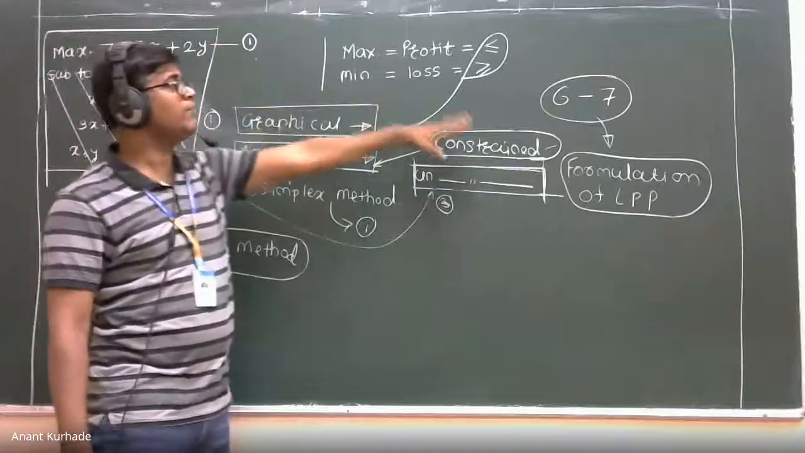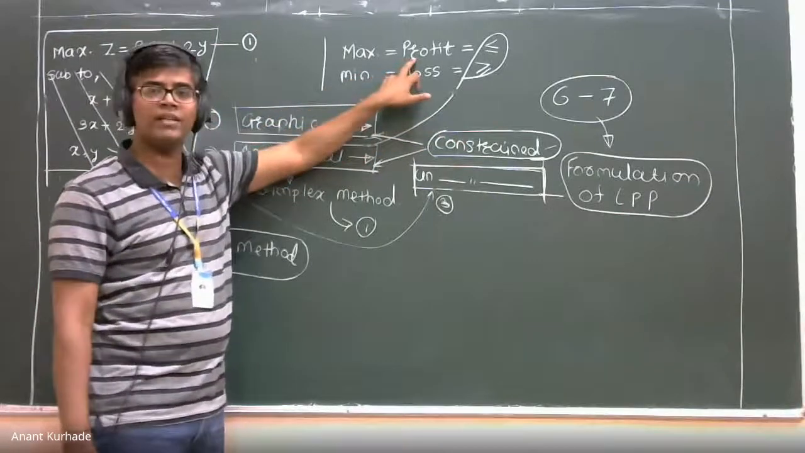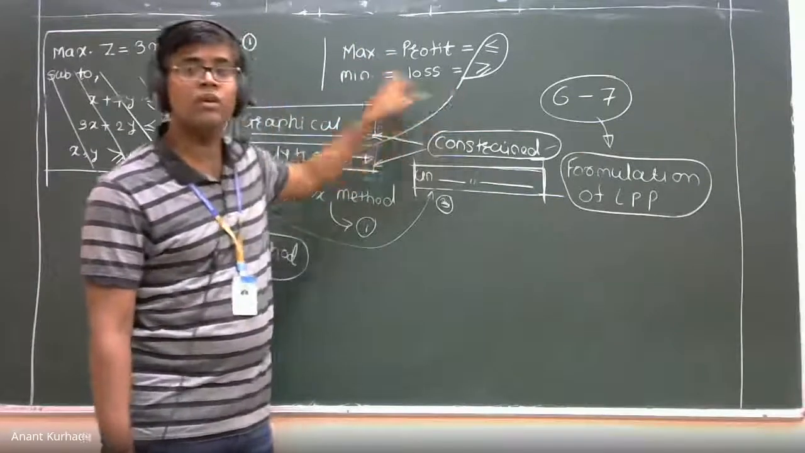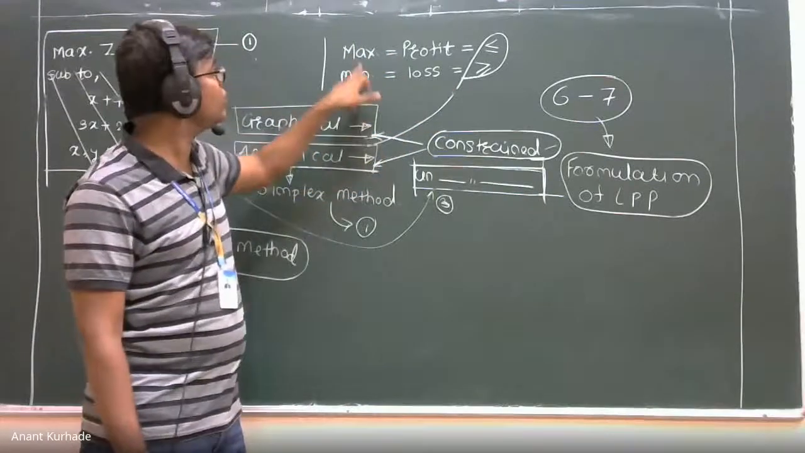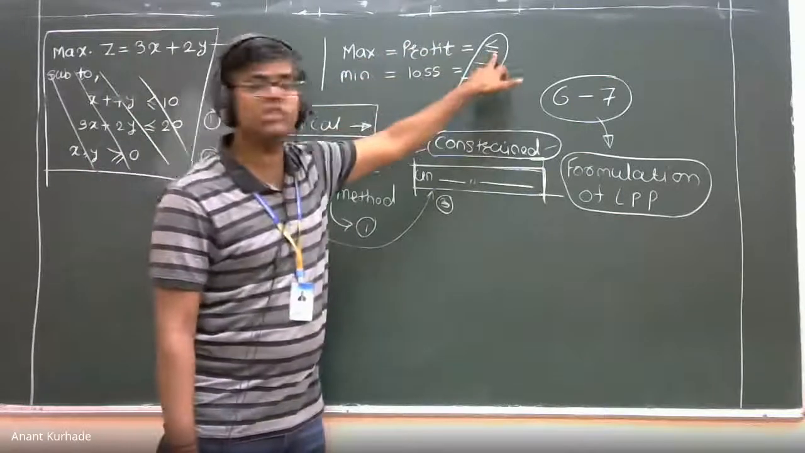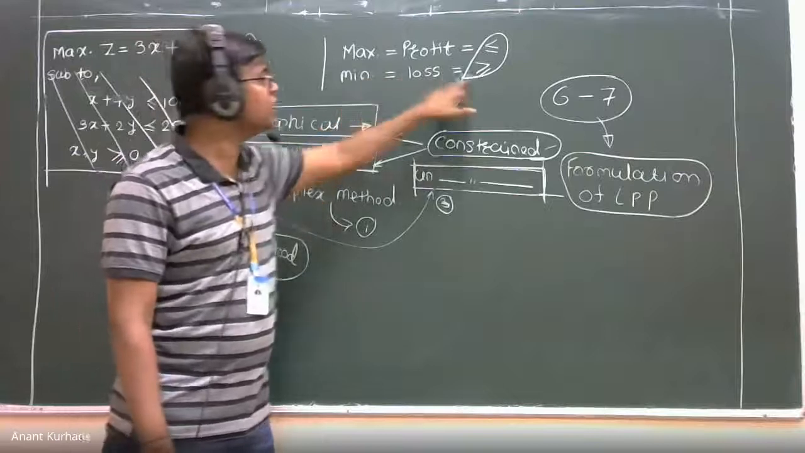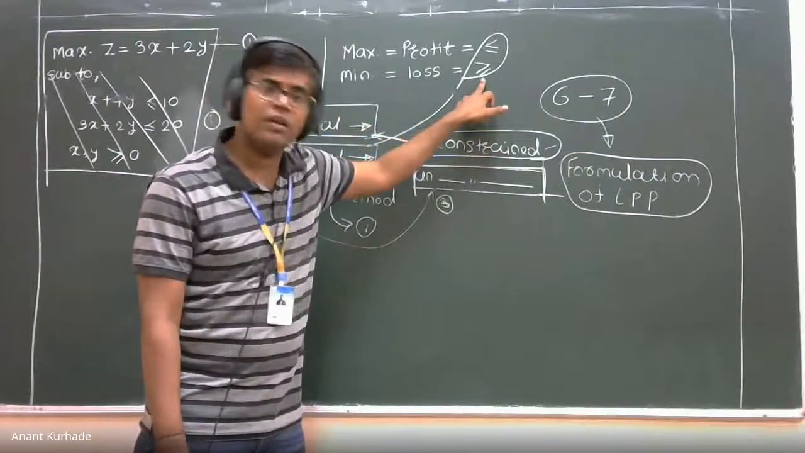If the problem has the word profit, then you have to maximize it. If it has loss, you have to minimize it. If it is maximization, use the constraint less than or equal to. If it is minimization, use the constraint greater than or equal to.